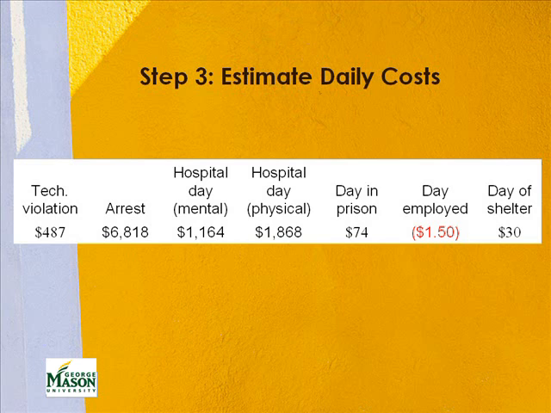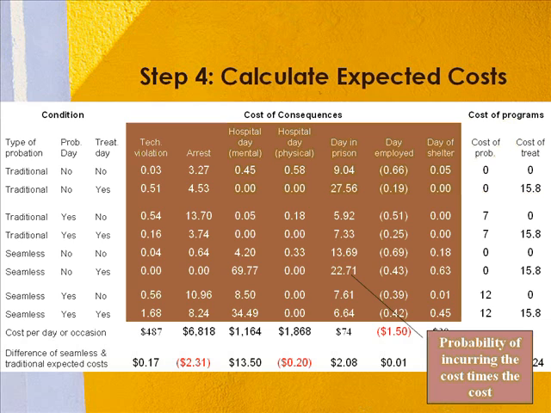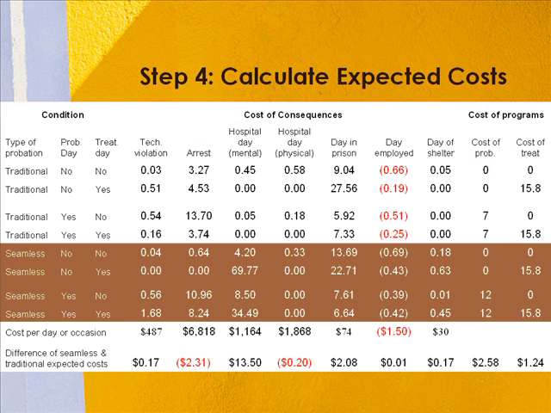The expected cost for seamless and traditional probation was calculated in 3 steps. First, we calculated the expected cost of the consequences by multiplying its probability by its cost. This is shown in column 4 through 10 of the table. Next, for each pathway, the expected cost of the pathway was calculated. This was done by summing the expected cost of consequences, rows in table, and multiplying the total by the joint probability of events in the pathway. That's the product of probabilities in column 1 and 2.